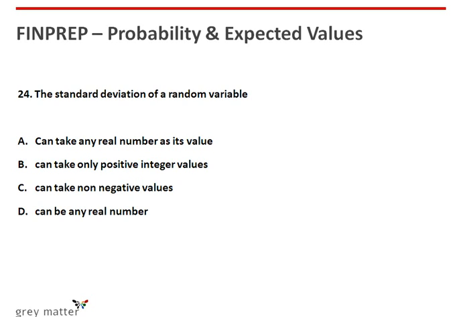24th question. The standard deviation of a random variable can take non-negative values only. This is as per the definition of variance in expectation. So the option is C, which says can take non-negative values.